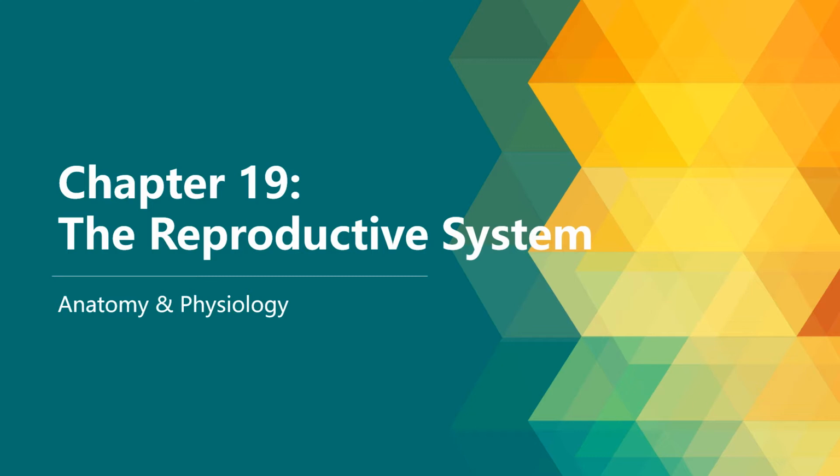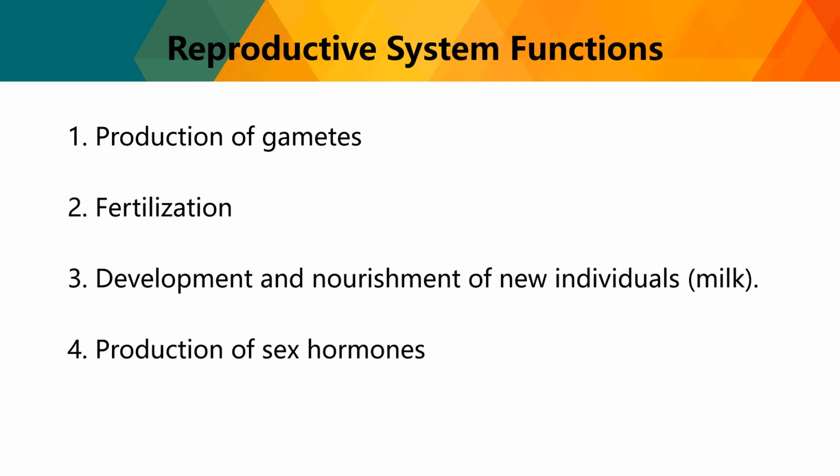However, a reproductive system, unlike other organ systems, is not necessary for the survival of an individual human. So the reproductive system functions are basically the production of your gametes or sex cells. It is also responsible for fertilization. It is used for the development and nourishment of new individuals, like the production of milk, and of course for the production of the sex hormones.